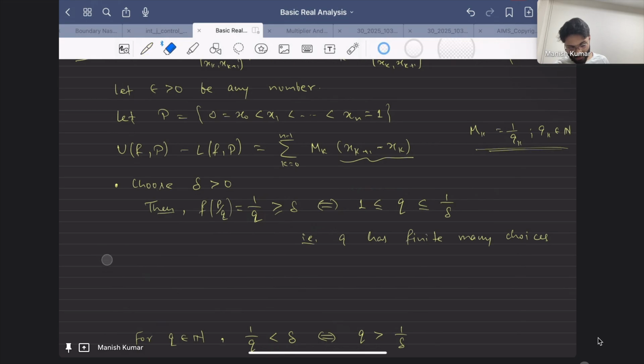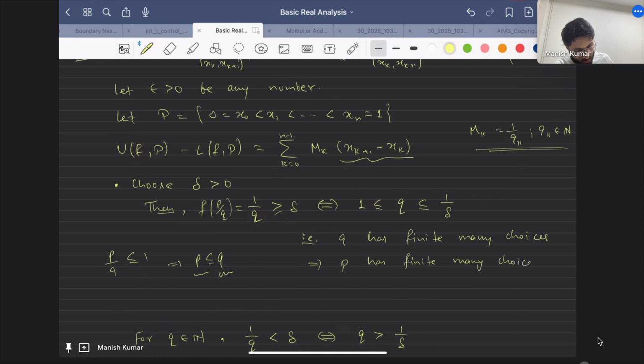So p by q is less than or equal to 1. This says that p is less than or equal to q. Now since q has finitely many choices, p also has finitely many choices. So this implies that p has finitely many choices as well, because p by q is less than or equal to 1.